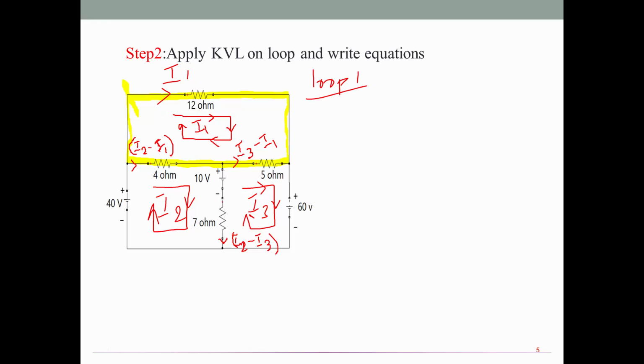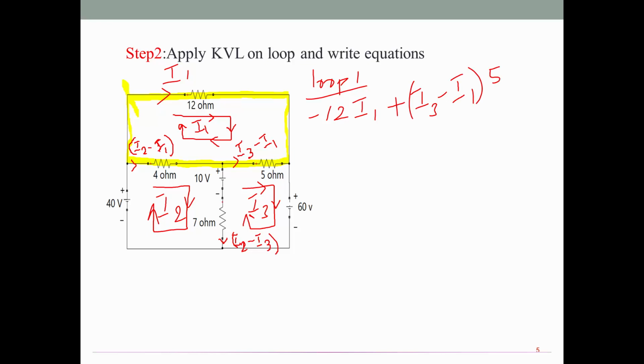I'll consider a 12 ohm branch. So loop current, branch current both are same. So minus 12 into I1. Coming to 5 ohm branch, I am considering I1 loop current and I3 minus I1 branch current flowing opposite to that one. So plus (I3 minus I1) into 5.